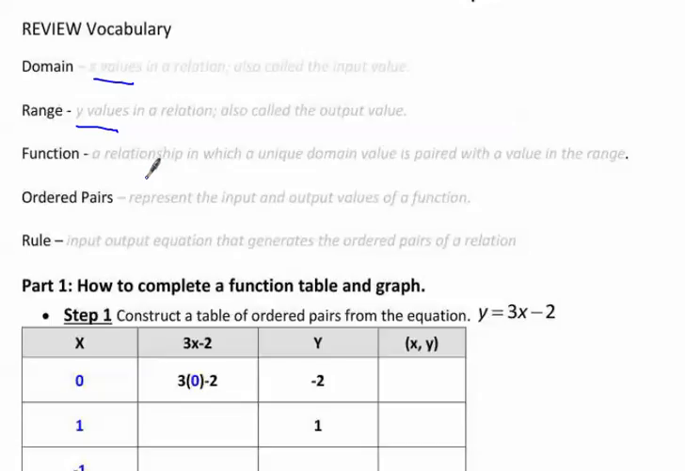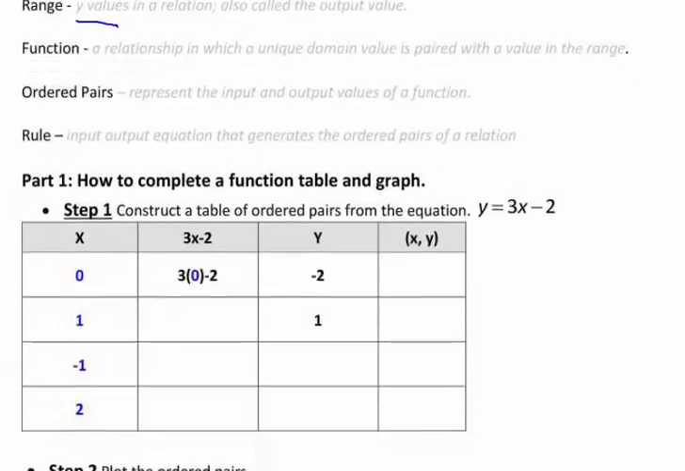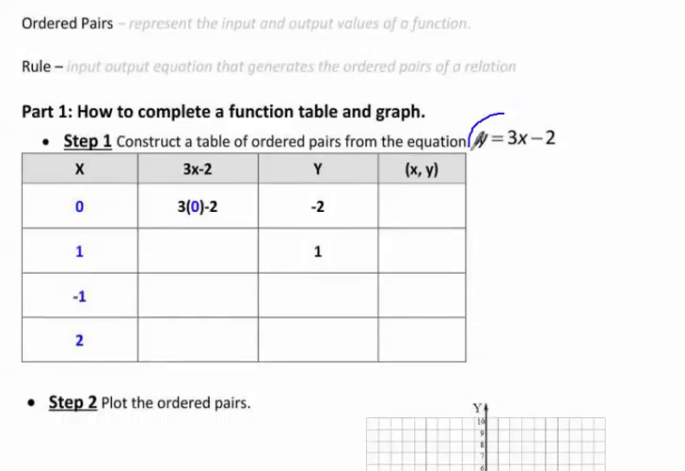Ordered pairs represent the input and output values of a function, and a rule is the input-output equation that generates the ordered pairs of the relation. For example, this equation y equals 3x minus 2 is considered a rule, as you choose x values to plug in, and once you plug it into this equation, it gives you your y value.